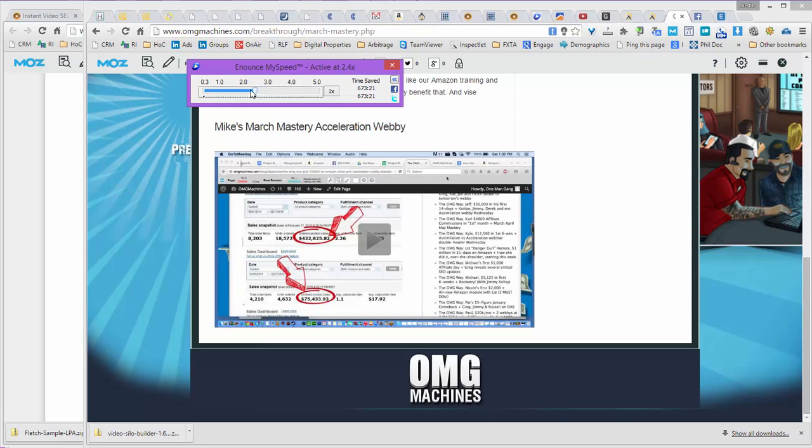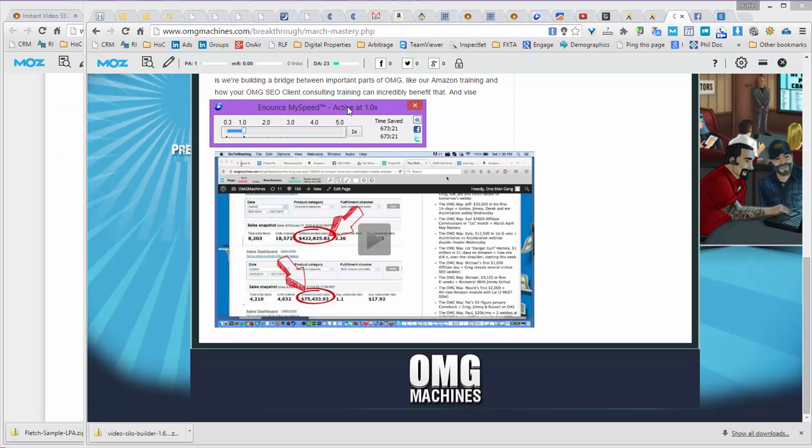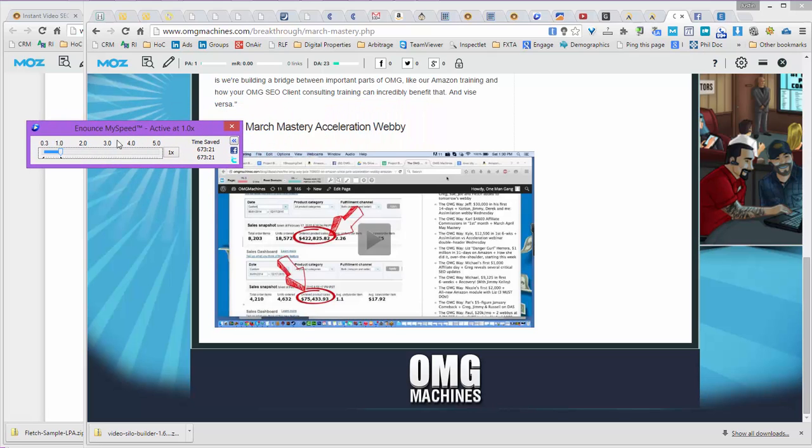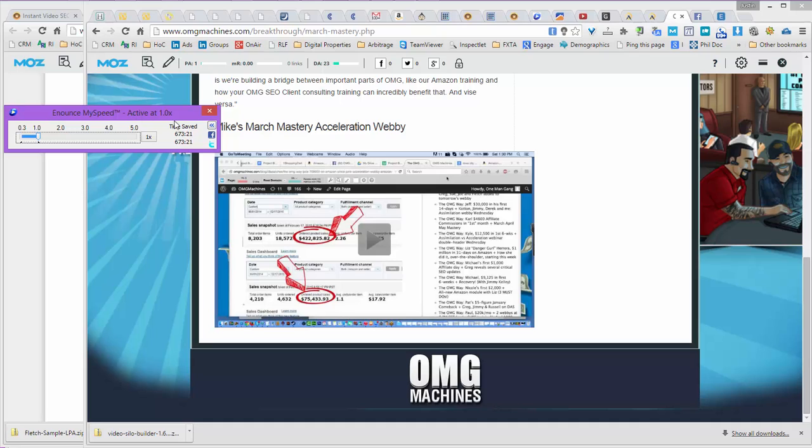Okay, this is Justin, and this is a very short little introduction to one of my favorite things I ever purchased. The best, I think, is $29 maybe I ever spent. It's called Enounce, my speed, and it is literally a lifesaver. I mean, this thing has literally saved me. I've reset this multiple times.